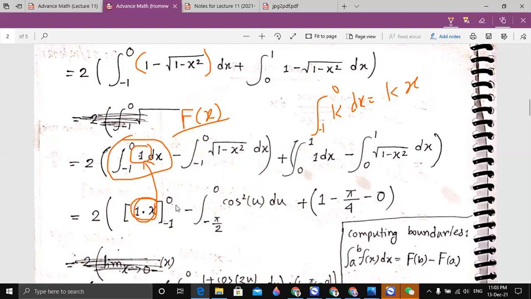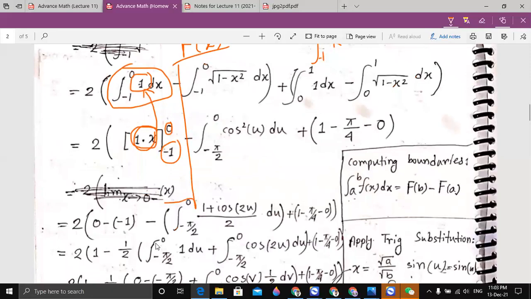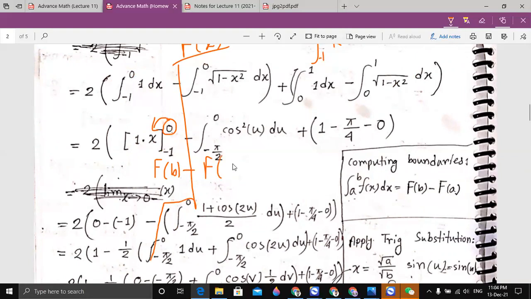And here is our limit. So firstly, let's calculate this part. Now give back the limit here. Firstly we have to calculate f of b, and then minus f of a. Okay, f of b minus f of a. To calculate this, this 0 is our b, and this minus 1 is our a, right?